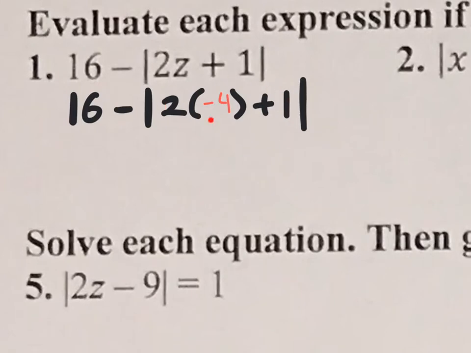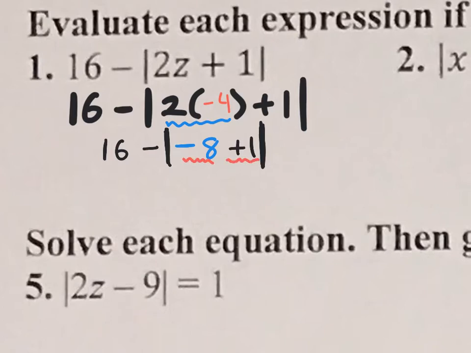So inside the absolute values, we have a 2 times -4 plus 1. So 2 times -4 is -8. And you could bring down the plus 1. And of course, we still have the big absolute values that this is still in. And we still have the minus sign and the 16 out here in the front. So we're still working on the inside of the absolute values. We have -8 plus 1. That's going to be a -7 inside the absolute values. So we have the minus, we have the 16 out here.